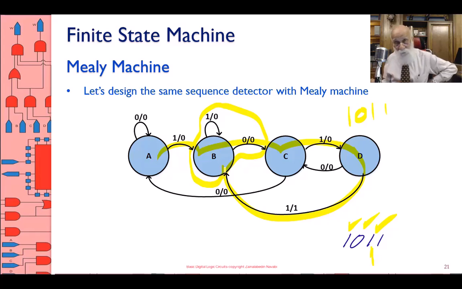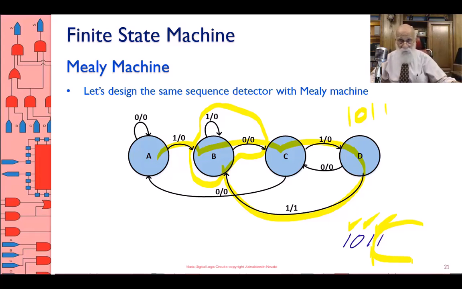Why do I go back to state B? Because I'm looking for 1, 0, 1, 1. And if I receive a 1, that could be the beginning of another 1, 0, 1, 1. And therefore, I go to state B, where a 1 is saved.